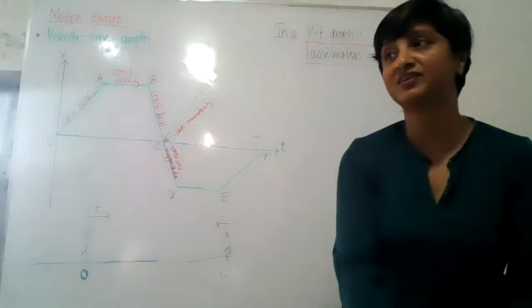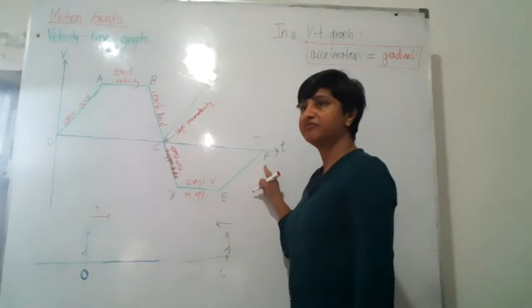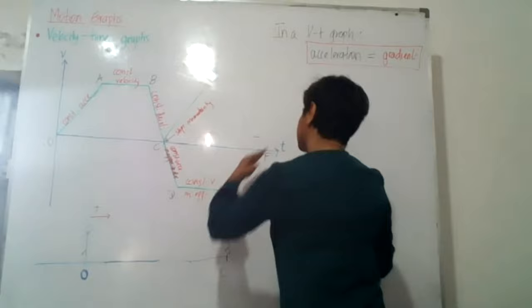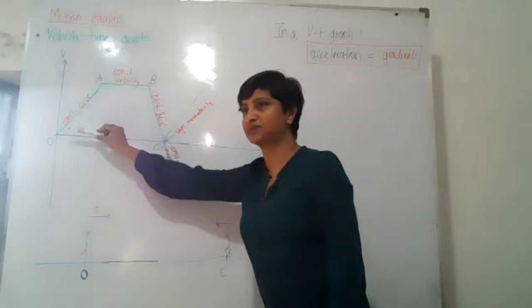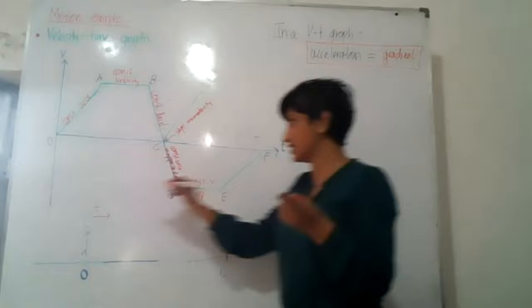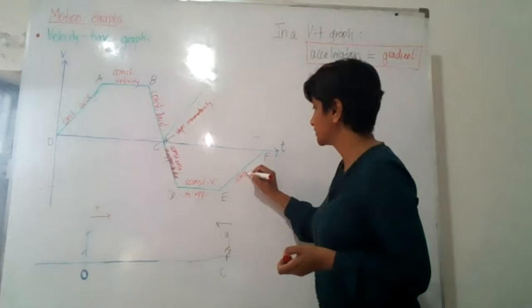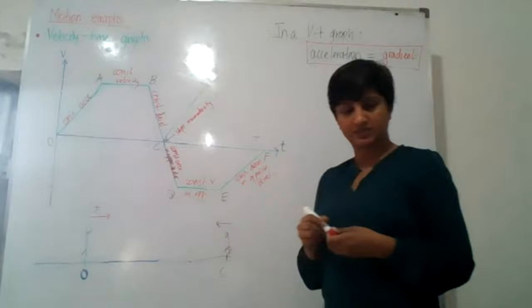Hurry, we have to hurry up. V to E, constant velocity in the opposite direction. E to F, what kind of gradient? Now you interpret it. The velocity value-wise is slowly decreasing: 5, 4, 3, 2, 1, 0. So it's constant deceleration, but what does the minus sign tell you? They are all minus values, in the other direction. So, constant deceleration in the opposite direction.